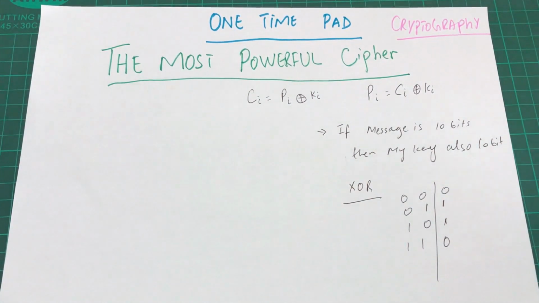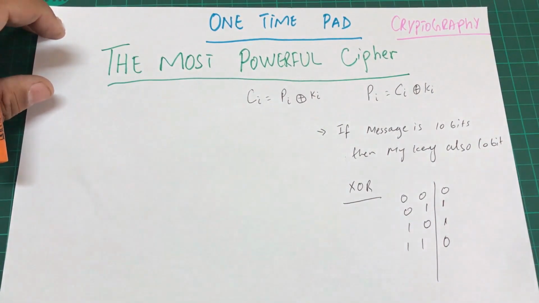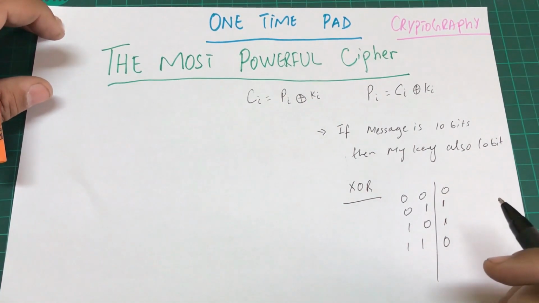So if the file is a 10 GB file, I have to have a 10 GB key, because for every single alphabet or every single character or for every single bit, I need to have an individual key. That's the problem with this cipher.